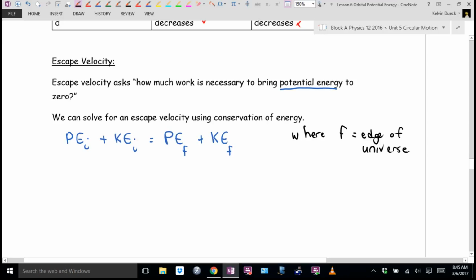That's in our mathematical model, Simone. In reality, final is you've freed yourself from whatever planet you're trying to get out of, and now you move on to your next destination if we're in our Star Trek universe.